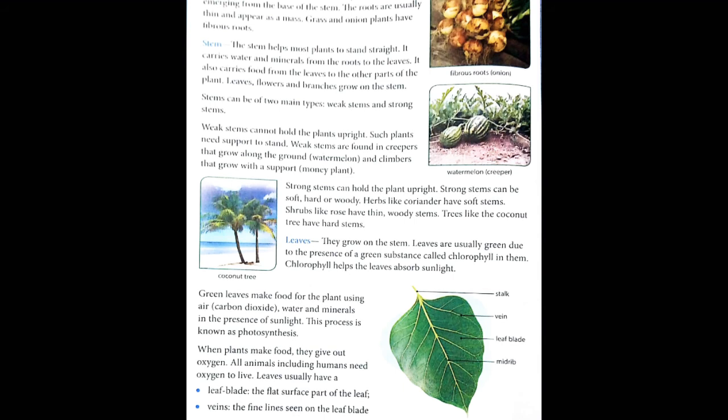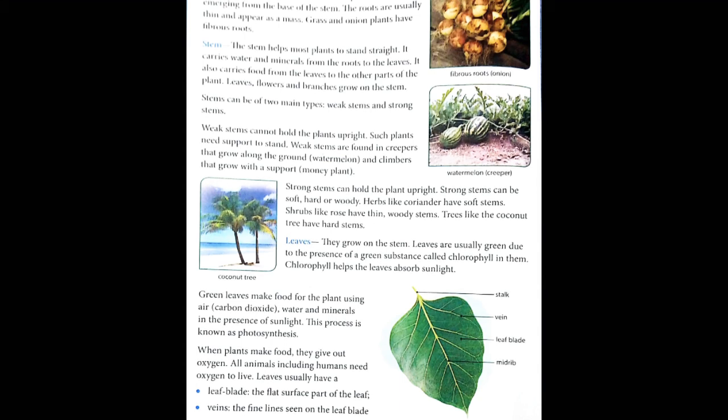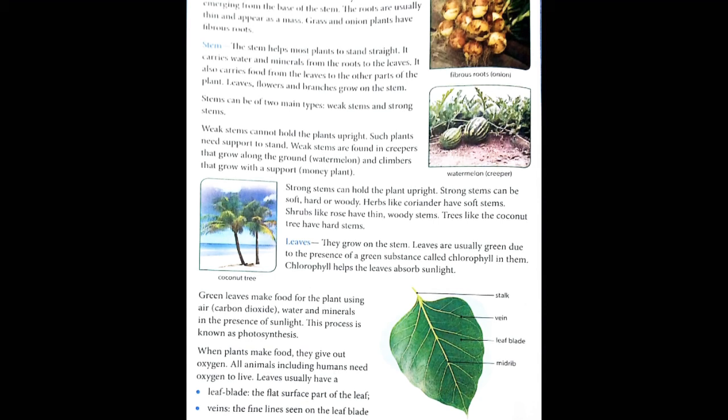Now, green leaves make food for the plant using air, water and minerals in the presence of sunlight. This process is known as photosynthesis. So photosynthesis is very important. This will come as a question, like what is photosynthesis?